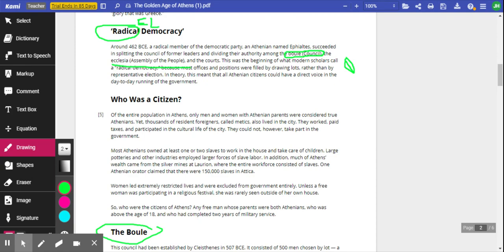In theory, this meant that all Athenian citizens could have a direct voice in the day-to-day runnings of the government. I would also say that idea very much prevails, the direct voice in our society, because, you know, we say, vote, vote, vote. And it's the fact that you want your voice to be counted. I think it's interesting that before this, they drew lots. Like, can you imagine not wanting to be elected and they draw your name out of a hat and say it's you? That sounds miserable. So, at least to me.